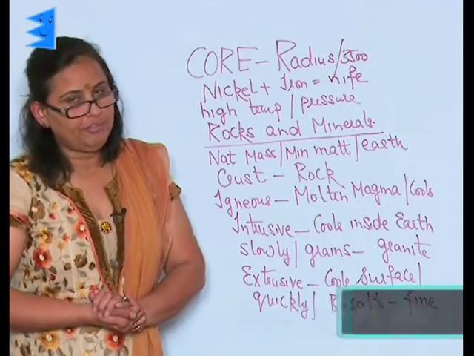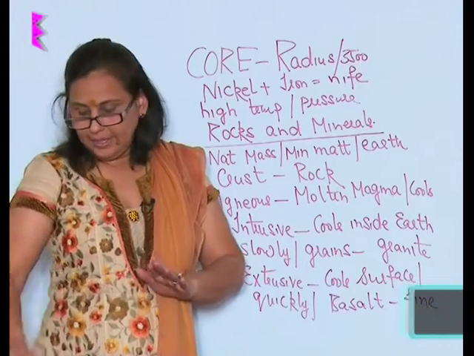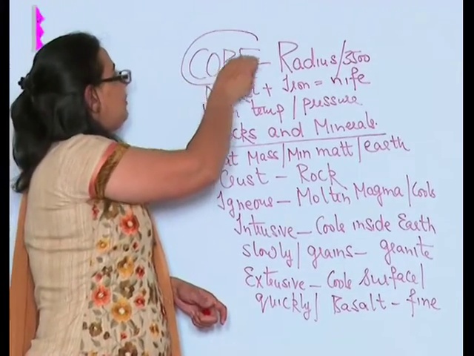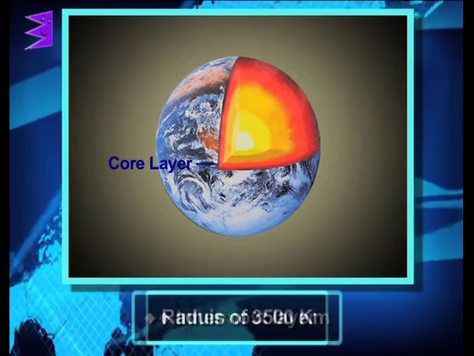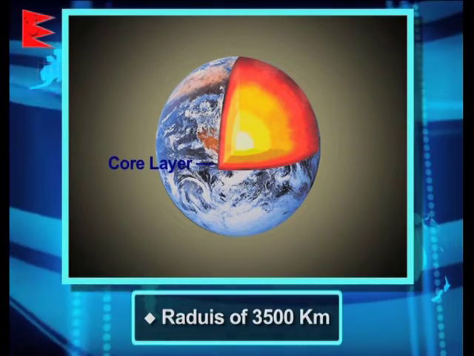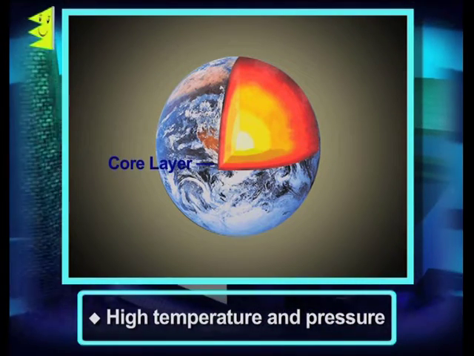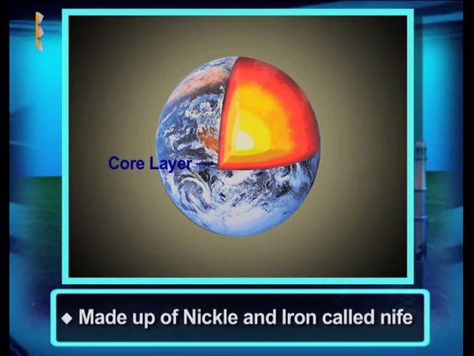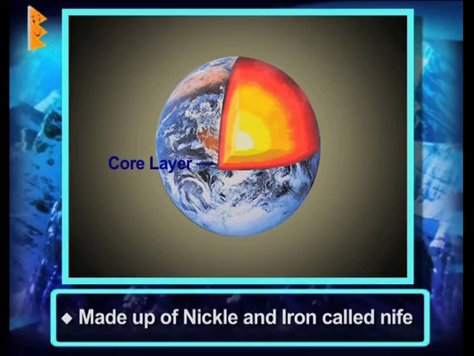When we were talking of the layers of the earth, you've already seen the crust and the mantle. Now let's talk about the core layer of the earth. This is the innermost layer of the earth and it has a radius of around 3500 kilometers. As it is deep inside, that is why it has high temperature and pressure. This layer is made up of nickel and iron, therefore it is called NiFe.